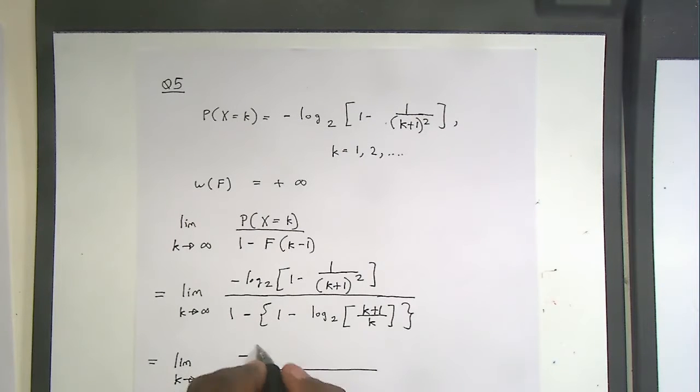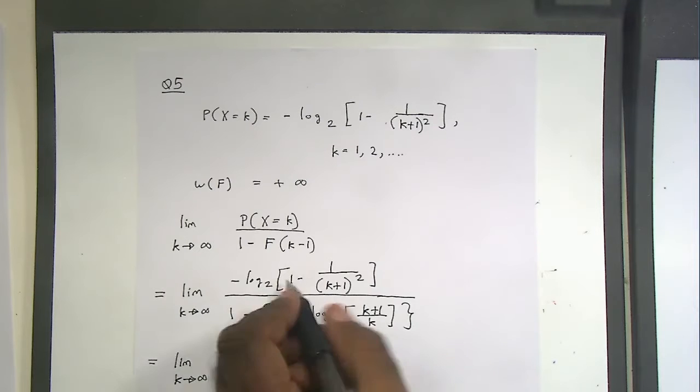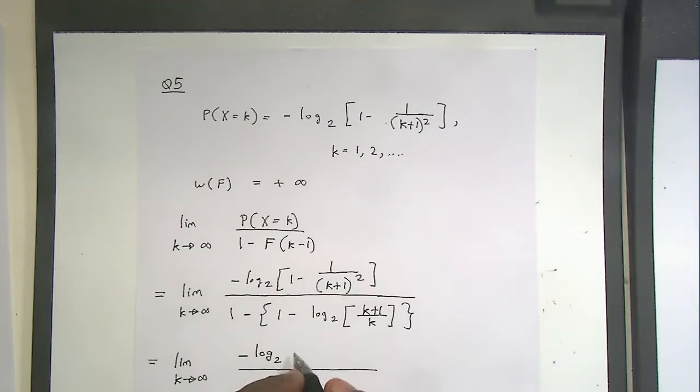This is minus log base 2. You should take this to the numerator and simplify. You get k squared plus 2k divided by k plus 1 squared. And in the bottom, the 1 and the 1 cancel, so you have log base 2 of k plus 1 divided by k.